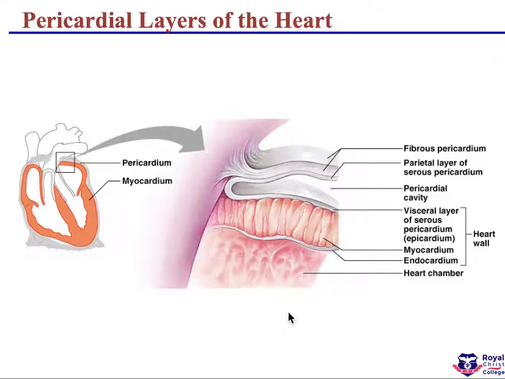That's how I've learned it, and it sticks in my head. So the first one is the fibrous pericardium. The second is also pericardium, but it's the serous parietal layer, or you can call it the parietal layer of serous pericardium. Then you have the visceral layer, or the epicardium, and then finally you have the endocardium.